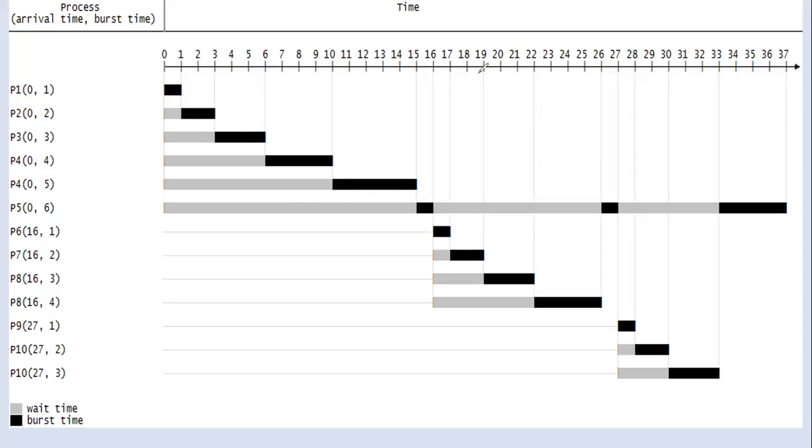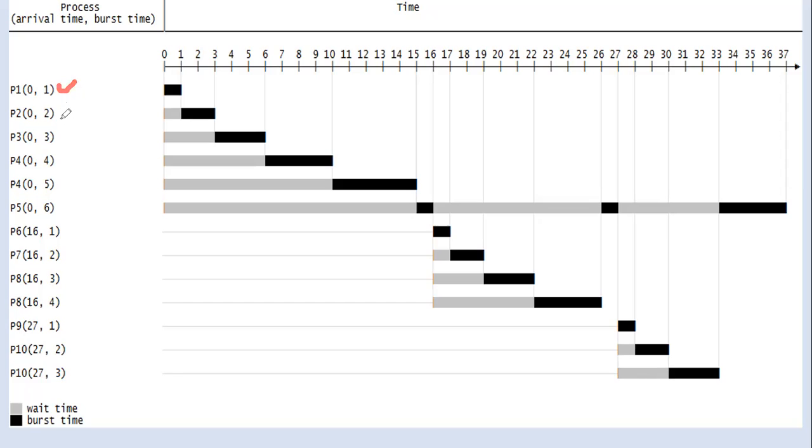So in this graph, we indicate the arrival time for each process and its burst time. So we have process 1, like in this case, process 1, whose arrival time is 0 and the processing time is 1.